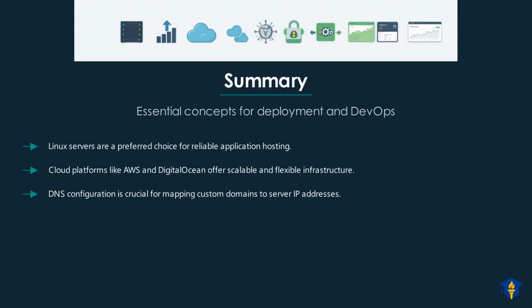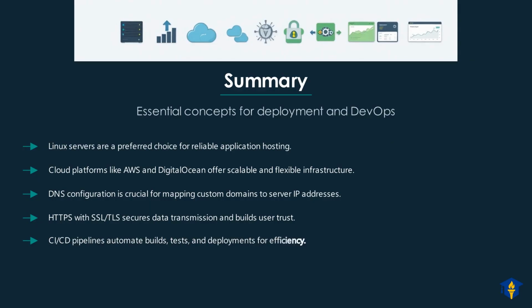DNS configuration is absolutely crucial for correctly mapping your custom domains to server IP addresses. Implementing HTTPS with SSL/TLS secures data transmission and builds user trust. CI/CD pipelines automate builds, tests, and deployments, enhancing overall efficiency. Finally, application monitoring and error tracking are vital for ensuring stability and optimal performance.